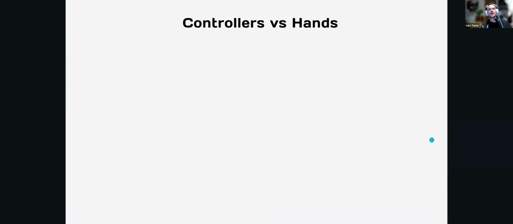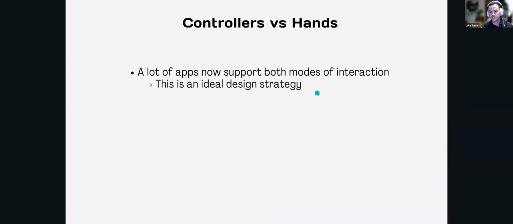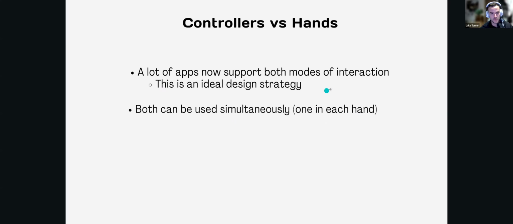So when we're thinking about design of controllers and hands, there are a few things to keep in mind. A lot of the time, which I think is a good idea, apps are supporting both modes of interaction. By default on the Quest, if you are using controllers and then you put them down, your hands will just be activated straight away, and you can seamlessly switch between. As long as you account for that in your development pipeline, then this is a really good situation to be in.